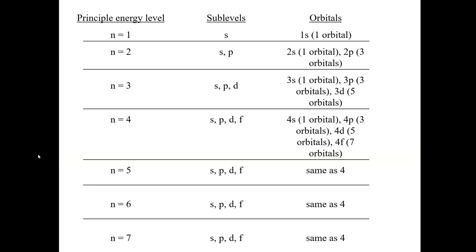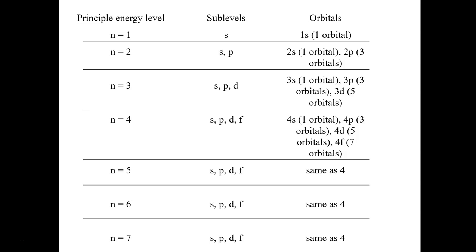Okay, now we get into the good part. Here's the good part of Chapter 5 when we talk about electron configurations. So we had kind of ended the last time talking about the quantum mechanical model.